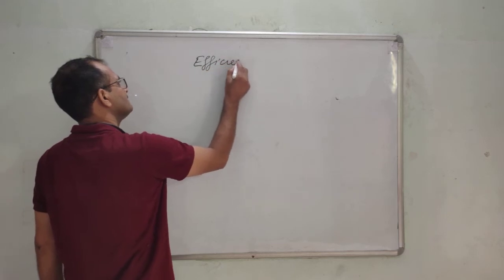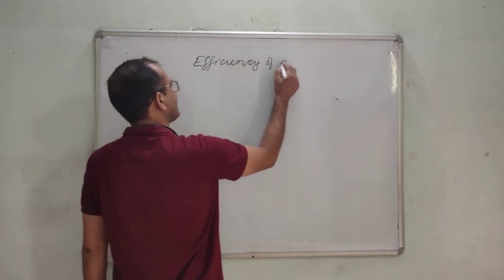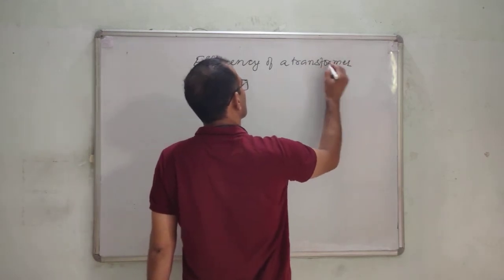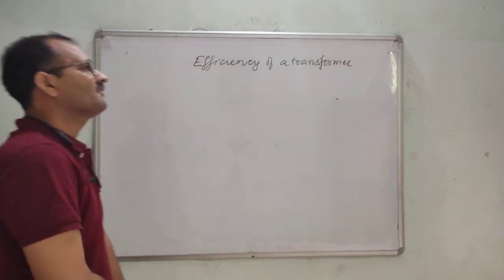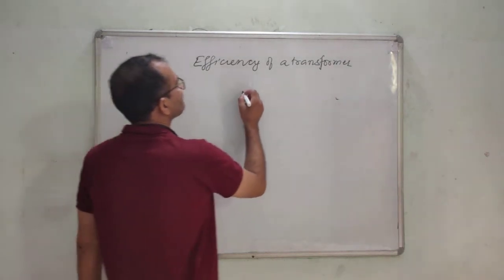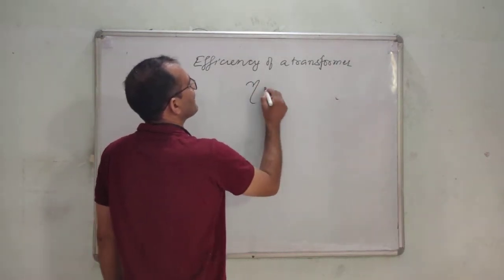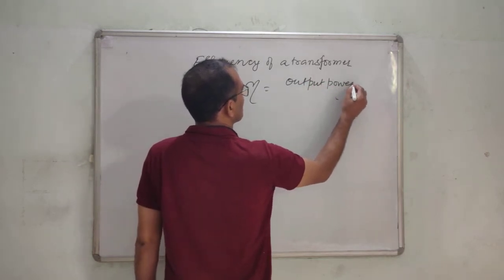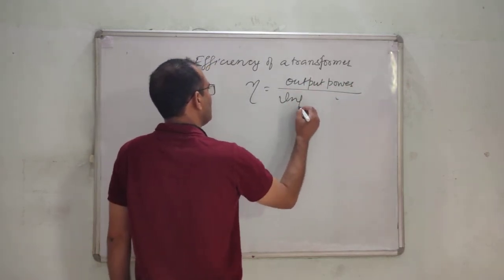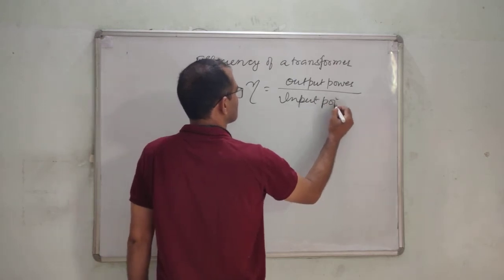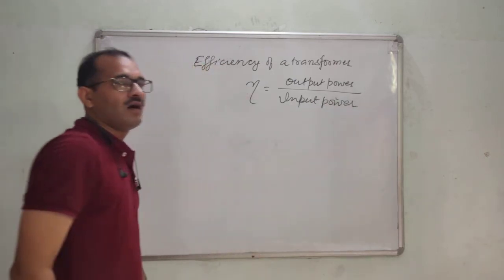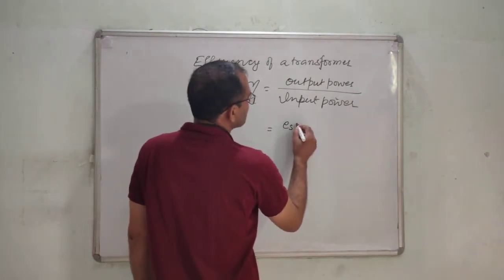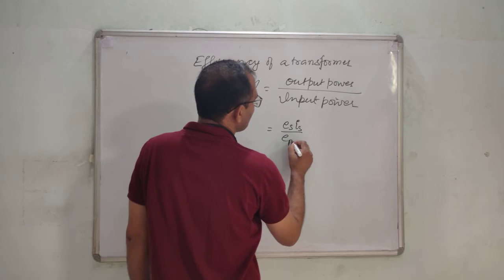Efficiency of a transformer. That is eta, that is output power divided by input power. Output power divided by what? Input power. That is ES divided by EP.